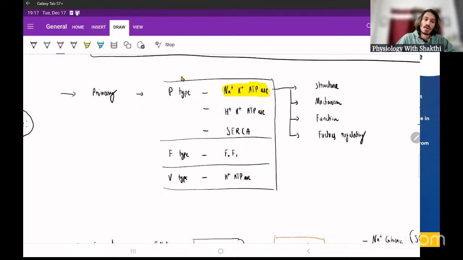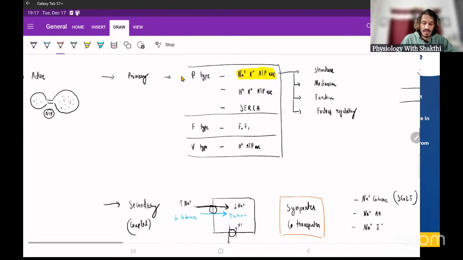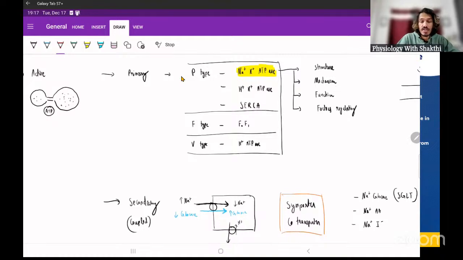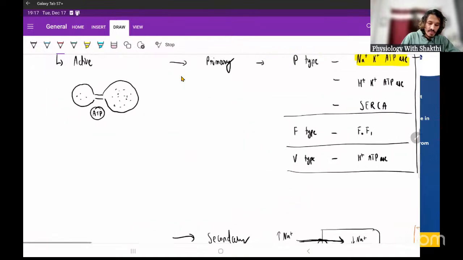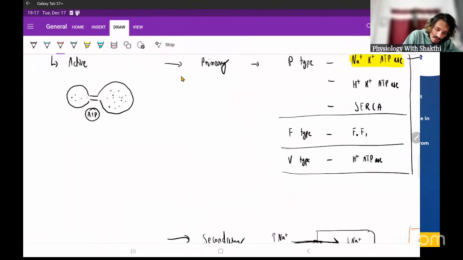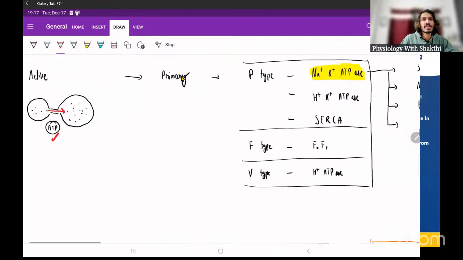Next is your active transport. Active transport is of two types: primary active transport and secondary active transport. What is different about active transport? Movement of ions from a low concentration to a higher concentration. Again, against the concentration gradient. For that, it has to utilize ATP. That is active transport. That is divided into two types: primary active transport and secondary active transport.